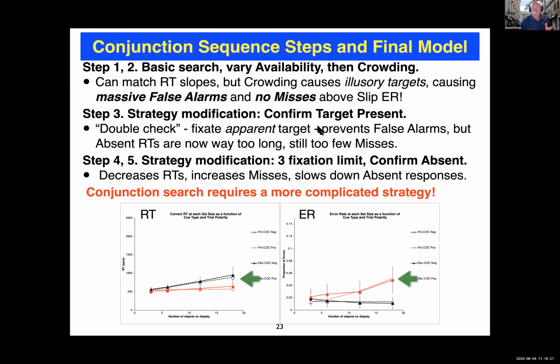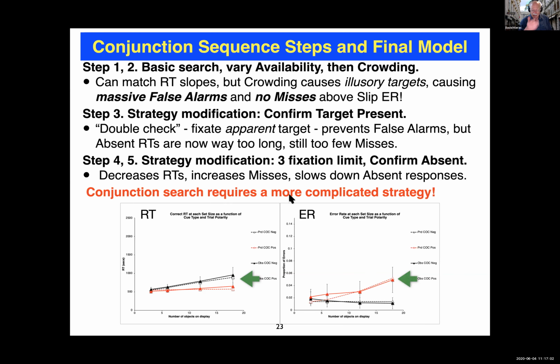Crowding causes these illusory targets, and there's so many of them, we'll get a massive false alarm rate, just literally off the chart, and no misses happening. Well, we can modify the strategy to make a double check eye movement to the apparent target. That'll eliminate crowding, and that prevents the false alarms, but now the absent RTs are way too long. Still not enough misses. Impose a 3 fixation limit with another bell and whistle to confirm the absent situation. And now we get a pretty good alignment with the data.